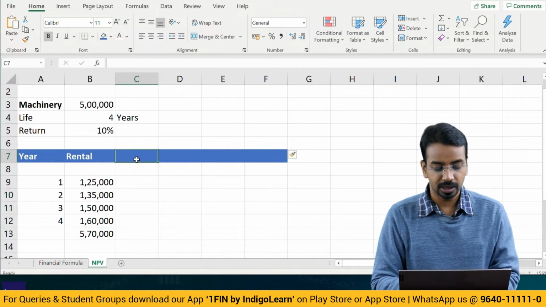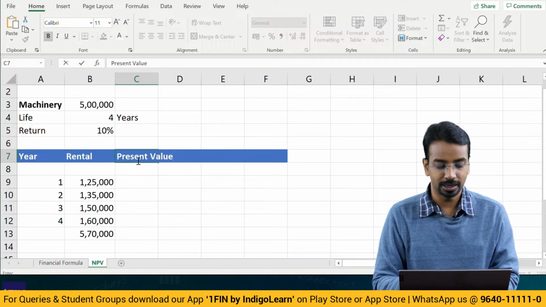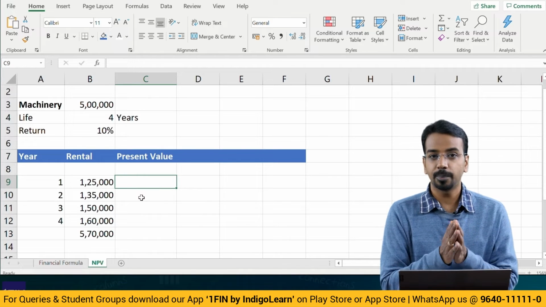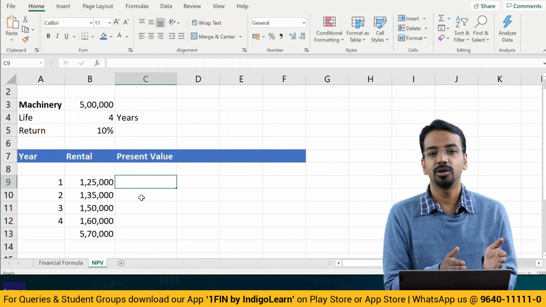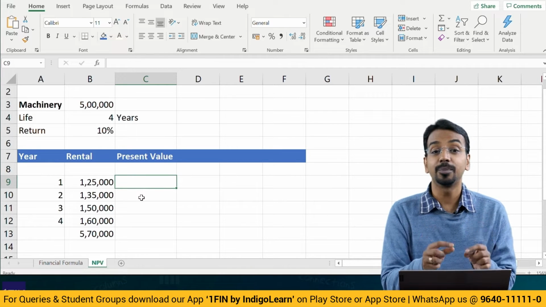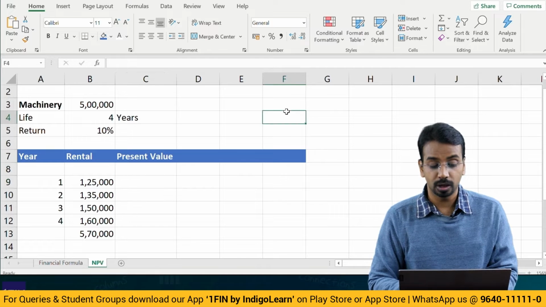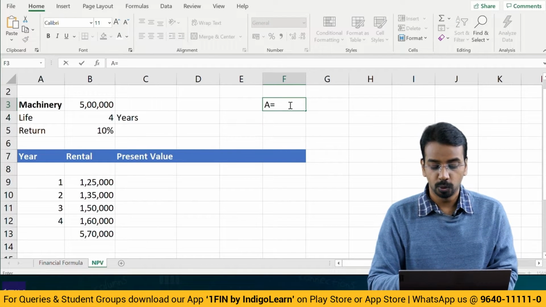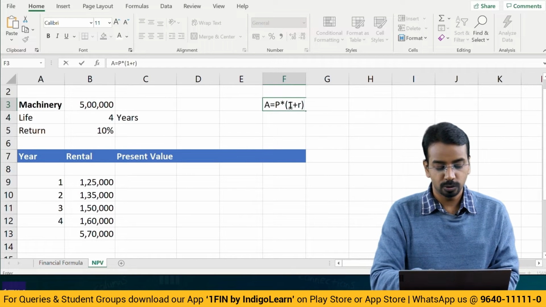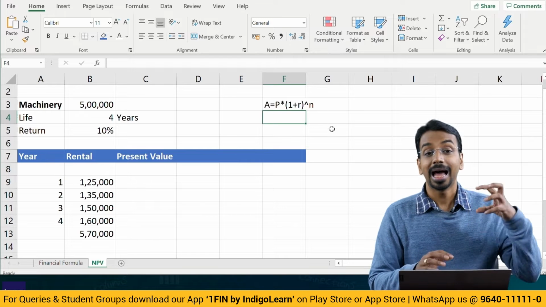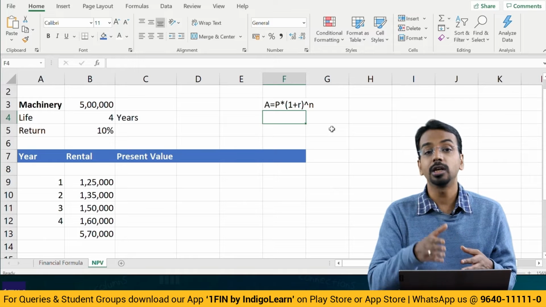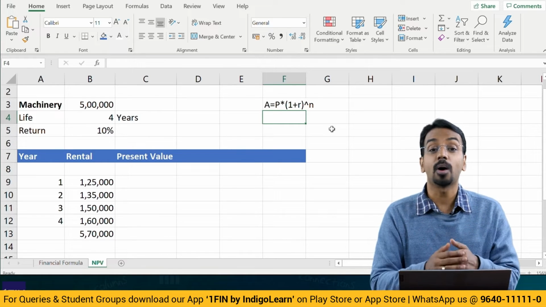So what we will do is, we will compute the present value, right? Now, how do we compute the present value? We know 1,25,000 is received after 1 year, and this includes 10% interest. So we have understood one formula where we said amount is equal to present value multiplied by 1 plus r to the power of n. So basically what it means, amount after 1 year will be equal to present value multiplied by 1 plus r, that is 1 plus the rate, to the power of n.